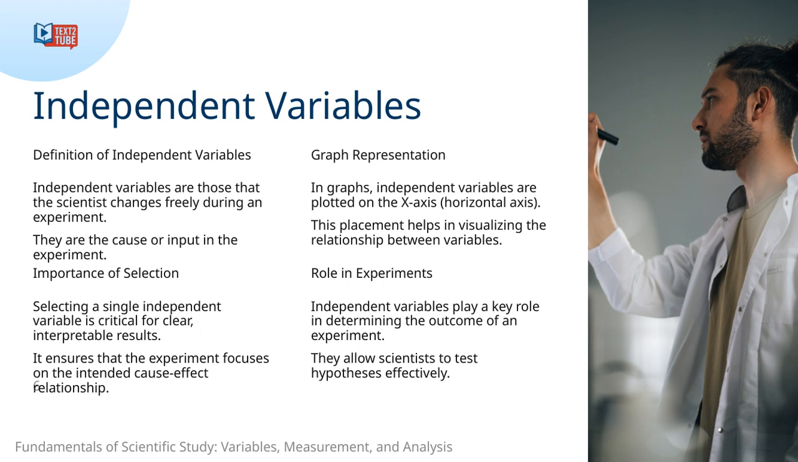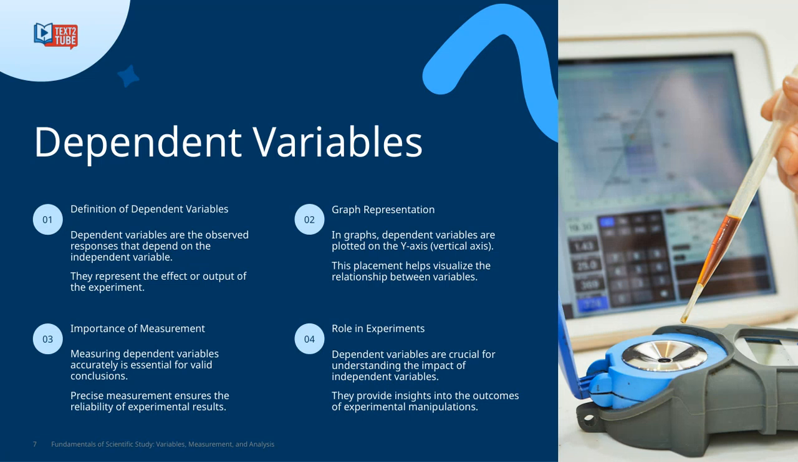Focusing on a single, well-chosen variable allows us to interpret our data more clearly and understand the cause-effect relationship we're investigating. It keeps the experiment straightforward and ensures that our conclusions are valid. In the context of the overall study, understanding and properly managing independent variables helps us uncover meaningful insights about the phenomena we're exploring. Let's take a closer look at dependent variables.